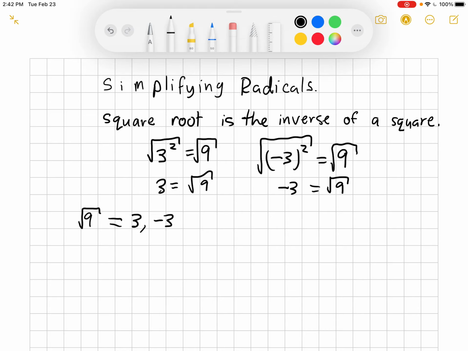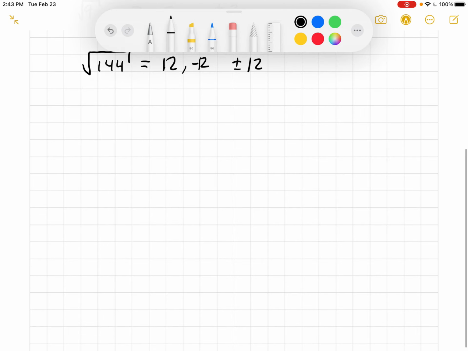Either would be fine. Another example, if we had, say, the square root of 144, we could apply that and we would end up with 12, negative 12, or we could simply write plus or minus 12. Now, those are what we call perfect squares. Perfect squares are numbers that when you take the square root of them, you get another whole number.